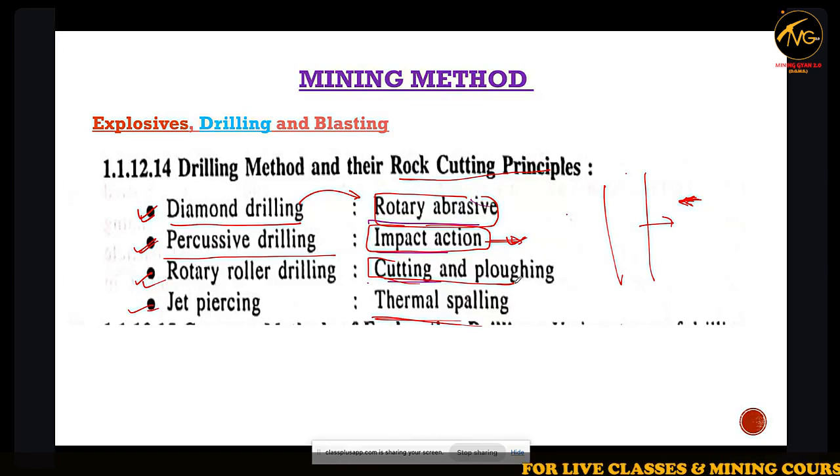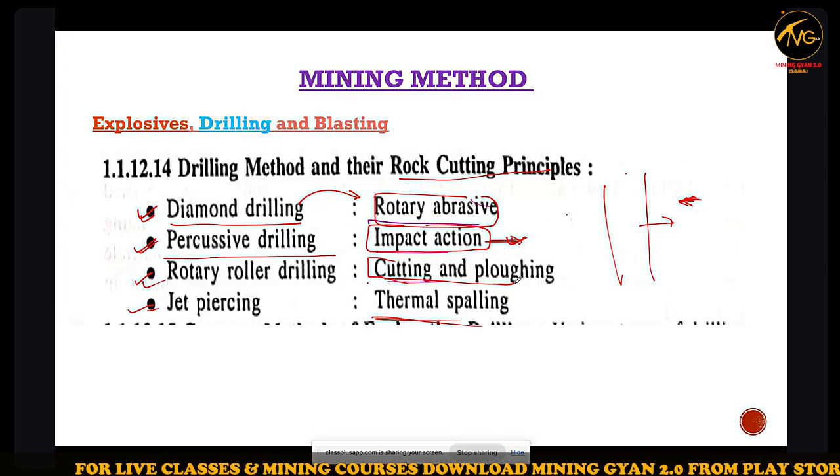So diamond drilling follows the rotary abrasive principle. Percussive drilling uses the impact action principle. Rotary roller drilling uses the cutting and plowing method, and jet piercing uses thermal spalling.